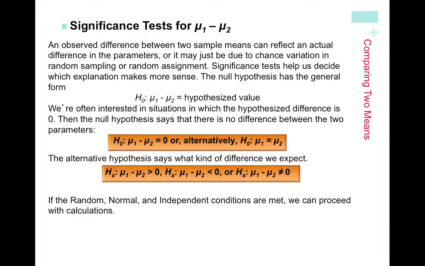Likewise, we move on to our hypotheses. So instead of having p1 and p2 in our hypotheses, now we have mu1 and mu2. But the idea is still the same. Most of the time we're going to be interested in the scenario where the difference is 0. So mu1 minus mu2 is equal to 0, or mu1 is equal to mu2.